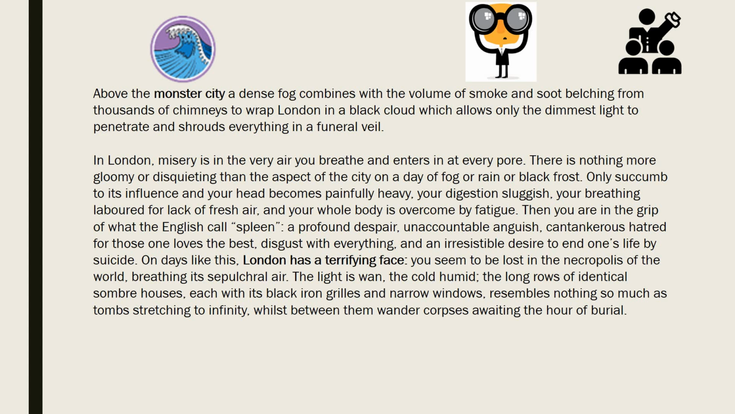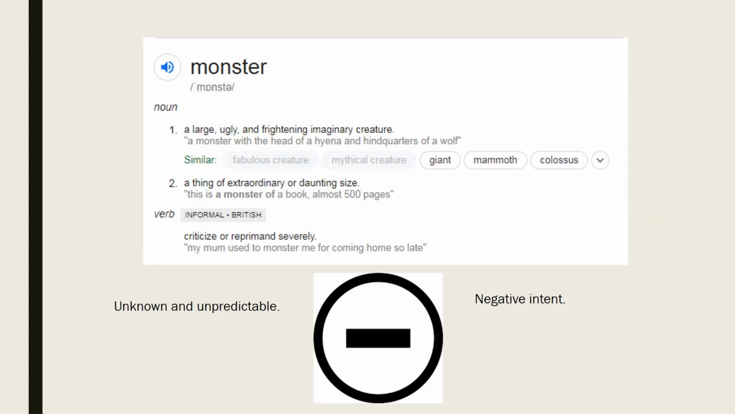The effect is she's having quite a horrible ordeal. It is unknown, it's unpredictable, and we've got the minus, the negative side there. The writer's effect is negative intent. It was a bad experience of London.